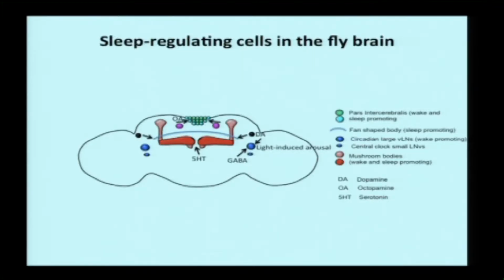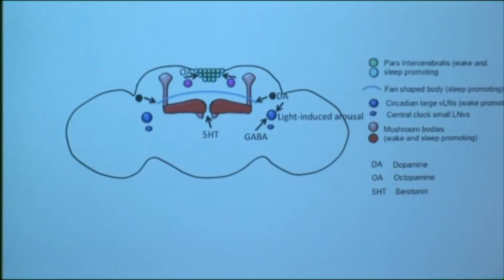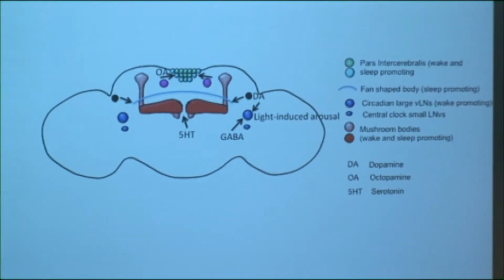So here's a schematic of the sleep-regulating cells in the fly brain. Now, the structure here in red is the one I pointed to earlier, which is the mushroom bodies. This one here, right at the dorsal tip, the green and blue, is, I guess you could call it the fly hypothalamus. It's a bunch of neuroendocrine cells, some of which promote sleep and some of which promote wake. And then here are the clock neurons.